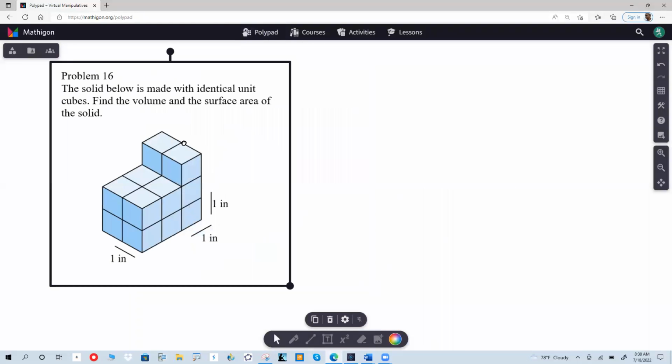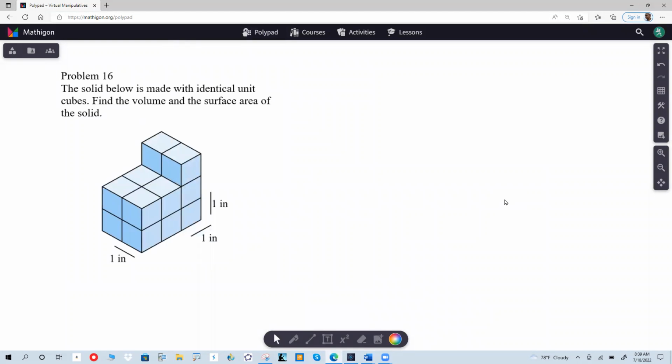All right, here we are. The solid shown below is made with identical unit cubes. Find the volume and the surface area of the solid. Well, you just have to know how to find the surface area and the volume. Volume is very easy. These are unit cubes because each cube is 1 by 1 by 1. Okay, these are unit cubes. How many of them are there?